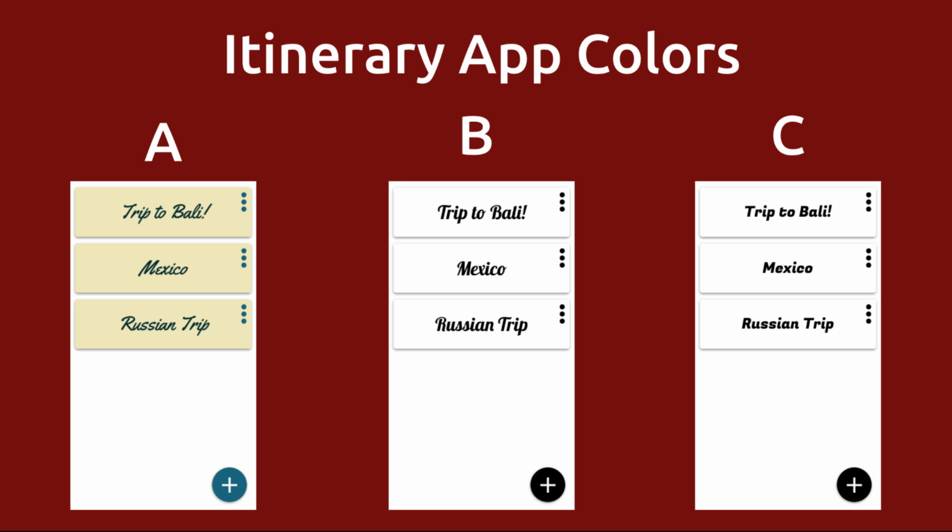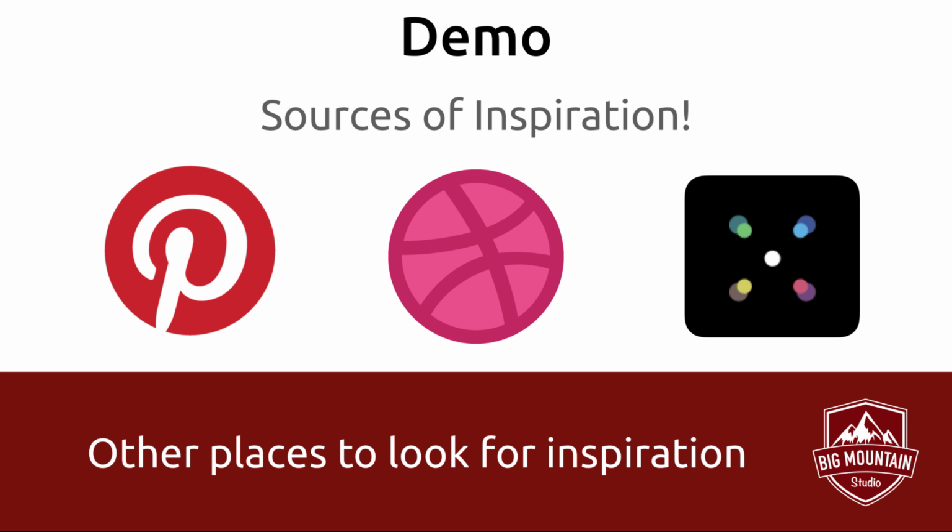Okay, we've got some colors for option A now. Now let's work on option B. For this, we're going to look at some other ways we can find colors. We're going to select another color scheme using some other tools and sources of inspiration, all the while keeping in mind the intention of the app, right? Which is an app that assists people who love traveling.